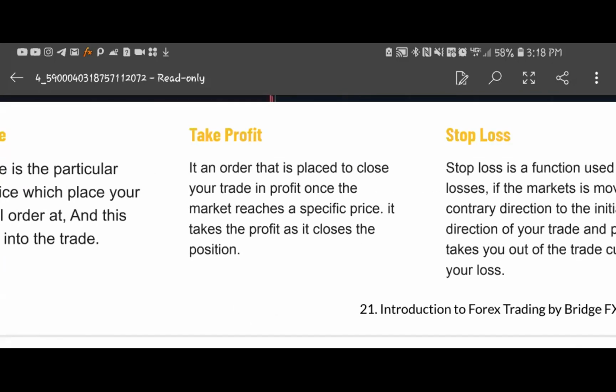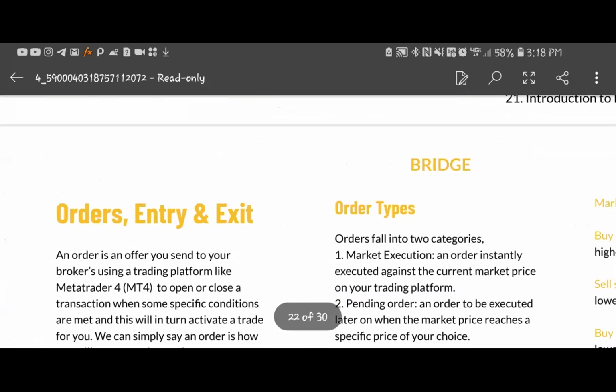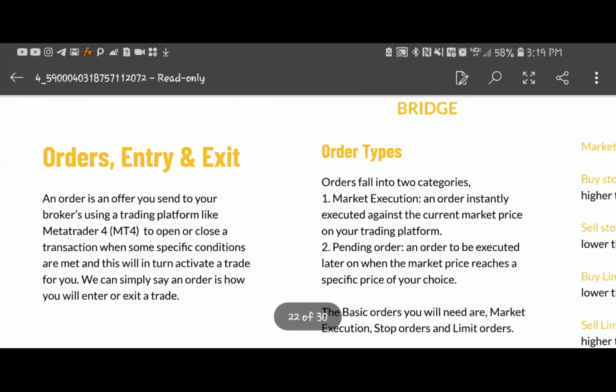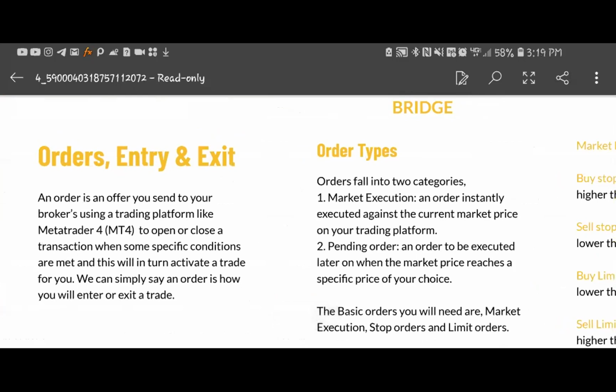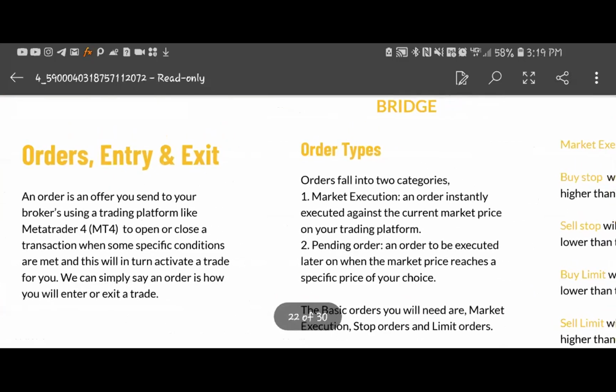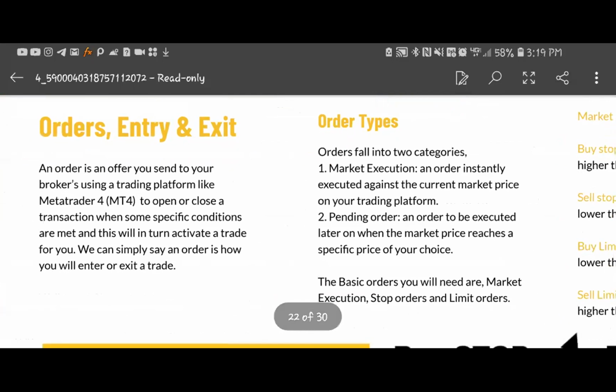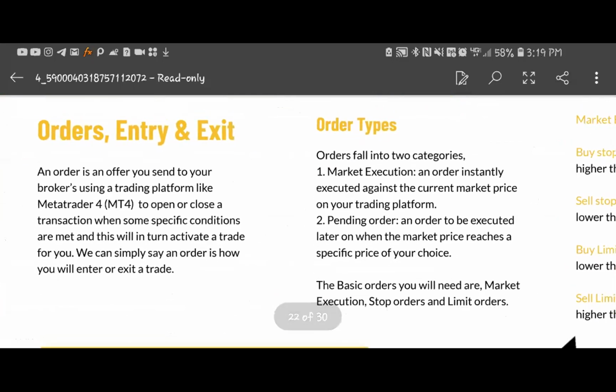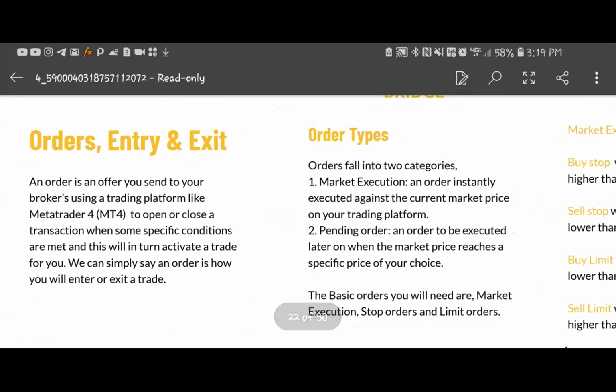Okay, so let me move on to orders and entry. Orders, entry, and exits. An order is an offer you send to your brokers using a trading platform like MetaTrader 4 to open or close a transaction when some specific conditions are met. And this will in turn activate a trade for you. You can simply say an order is how you will enter and exit the market or a trade.